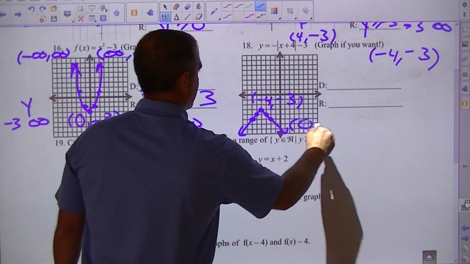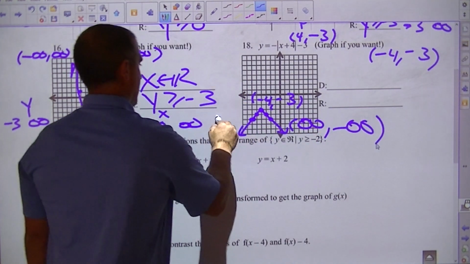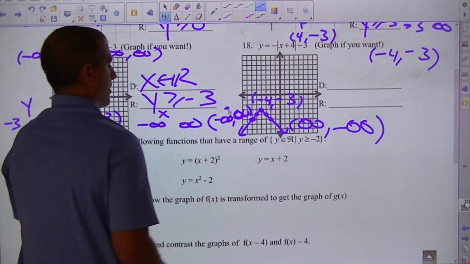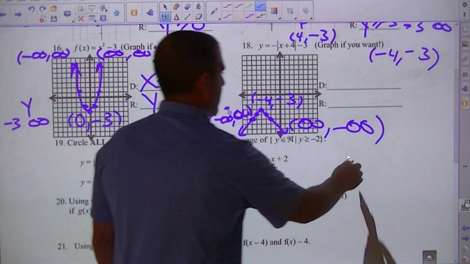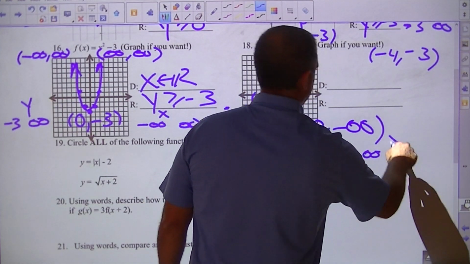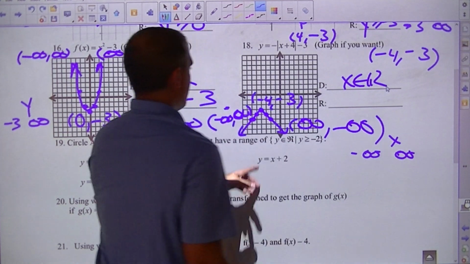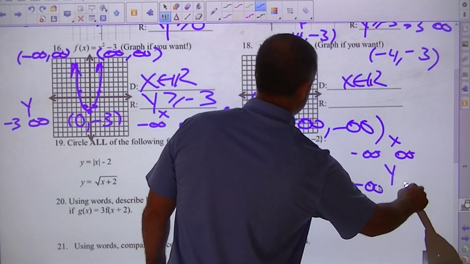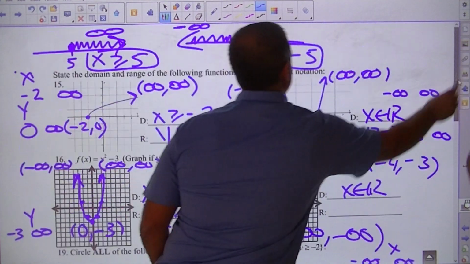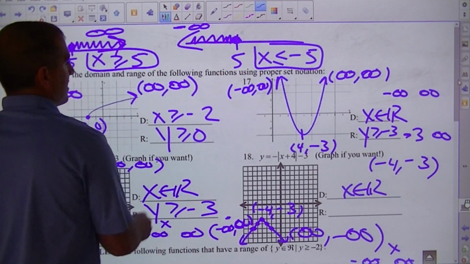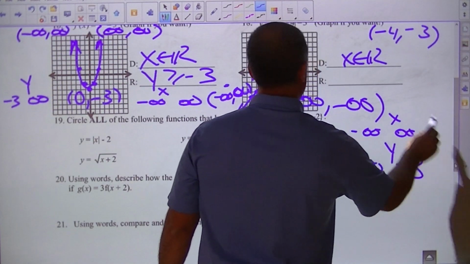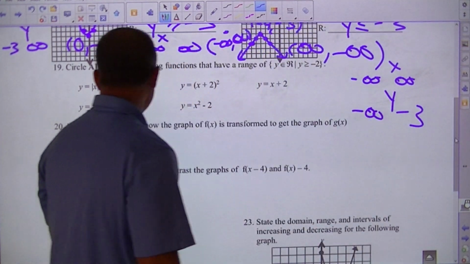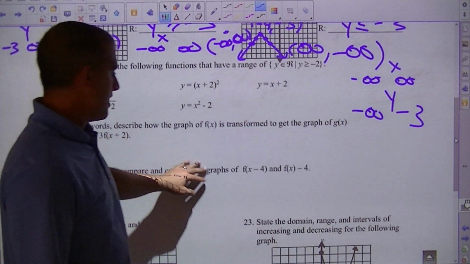This would be positive infinity, negative, and this would be negative infinity as well. So my smallest x value is negative infinity. Biggest is infinity. So that's all real numbers. My y values, my smallest y value is negative infinity. My biggest is negative 3. So if you go back to this, I've got the less than scenario. So y is less than or equal to negative 3. And this has been covered.